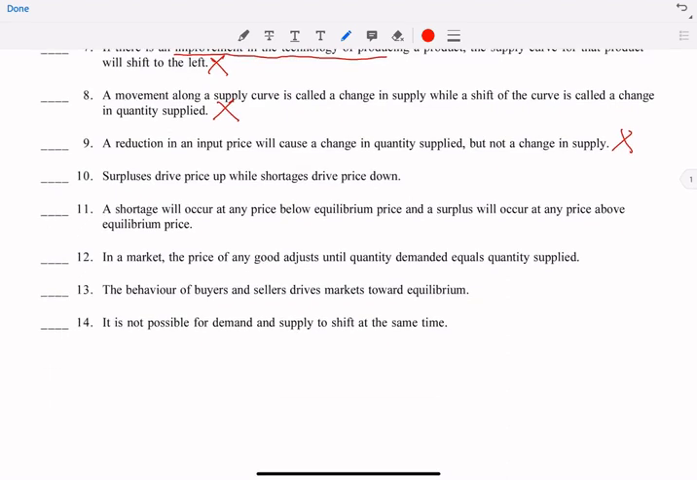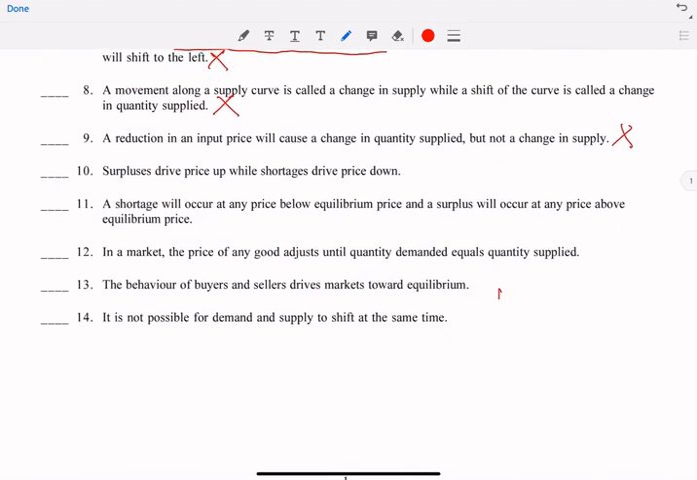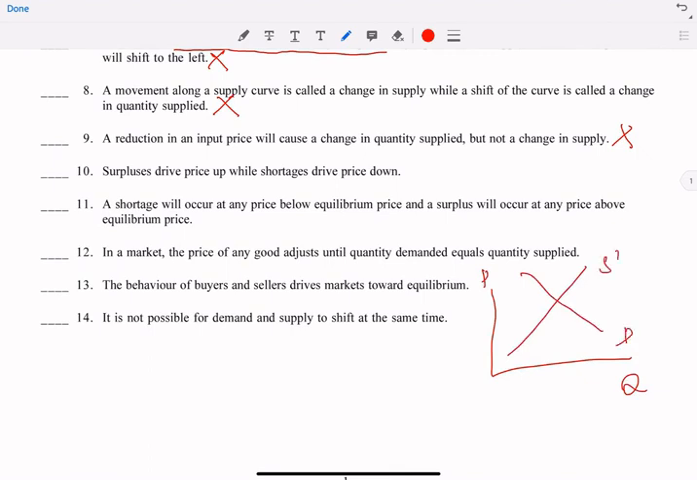Okay, let me draw this out. So let's say we have this supply curve and demand curve. So if there is a reduction in the input price, you can see that what first happens is we will observe that the supply curve shifts to the right, and we will have a new equilibrium point. And we could also see that the quantity supplied will change. That is, the quantity supplied will increase, right, due to the change in the supply curve.